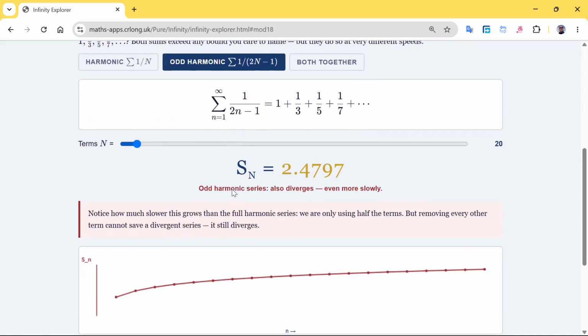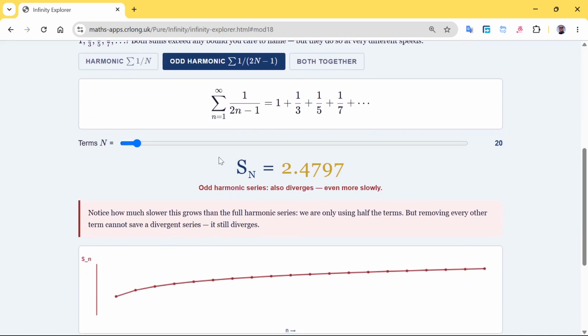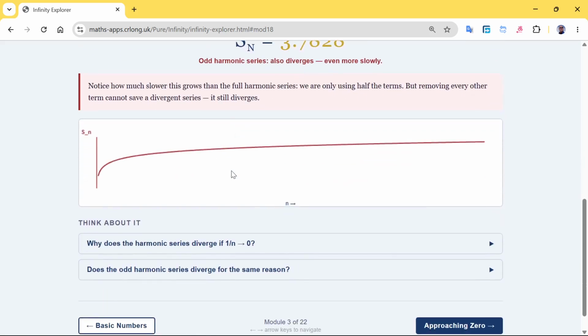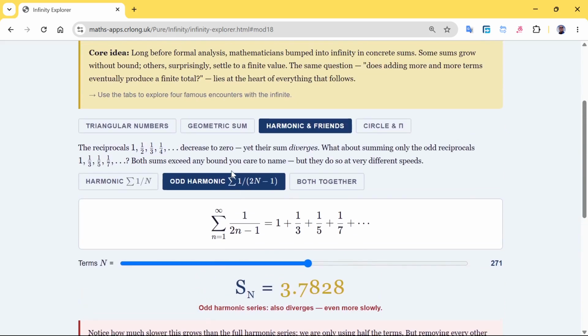Similarly, if we add the reciprocals of odd numbers, 1 plus a third plus a fifth plus a seventh, even though we've got fewer terms, the sum is still increasing more slowly, but it turns out that this also diverges. The questions are, why does the harmonic series diverge if 1 over n is getting closer to 0? And does the odd harmonic series, 1 plus a third plus a fifth plus a seventh, diverge for the same reason as the divergence of the basic harmonic series?